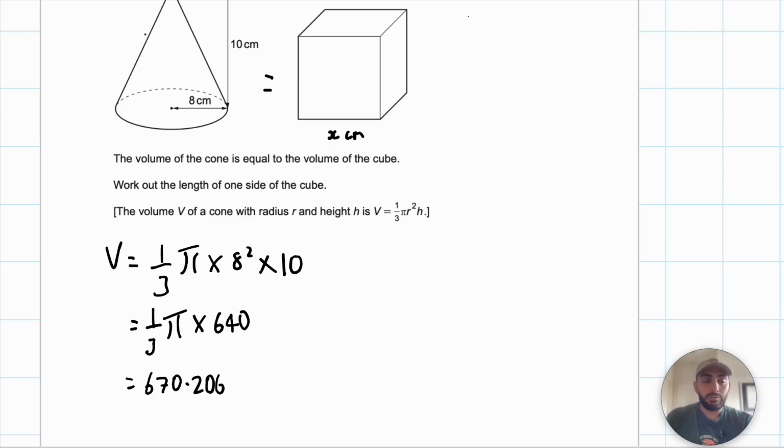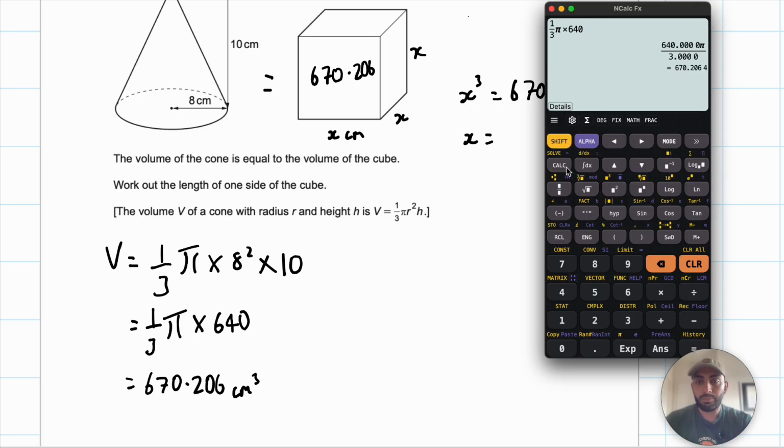So the volume of this cone is 670.206 centimeters cubed, and the volume of this cube is also the same. How do we find volume of cubes? So we multiply the length by the width by the height. So that would be x times by x times by x, so x cubed would give me this number. So I just need to solve this equation. I can cube root both sides, that gives me x.